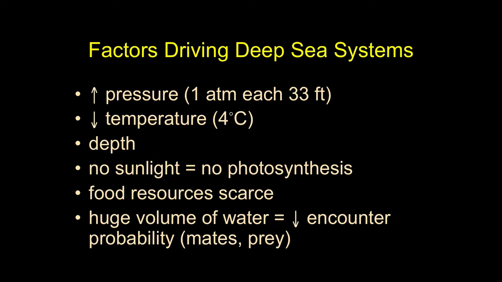The other important thing to think about is that this is really three-dimensional space, right? And so with this three-dimensional space, if food resources are relatively scarce, that means the chance of you encountering your prey is relatively low. But also, your chances of encountering a mate are possibly relatively low. So, knowing nothing else, you might suspect that some of the behaviors and some of the life history might have to be different than the types of life histories we're experiencing here on land or here near the coast. How you find food, how you make babies.